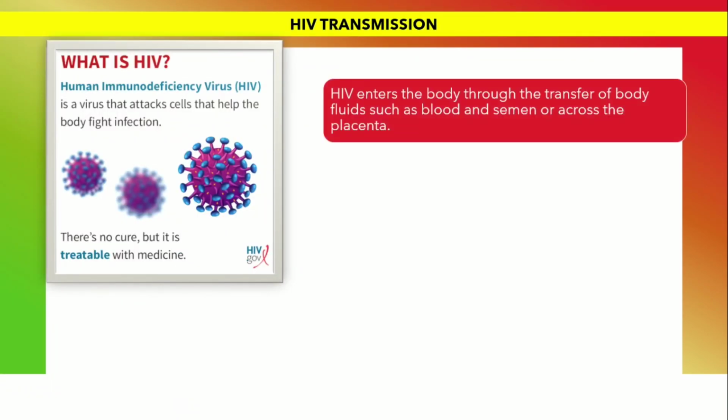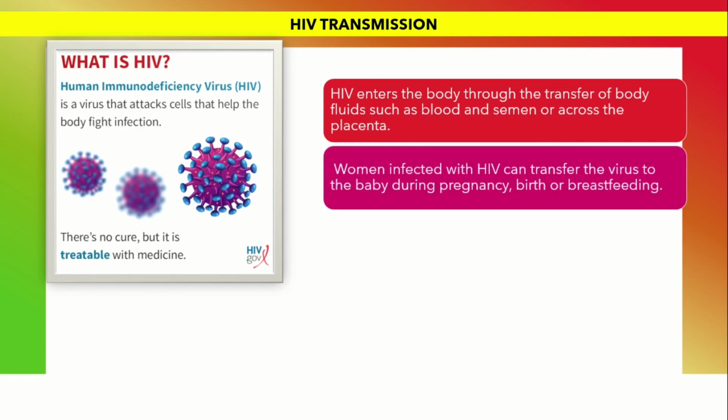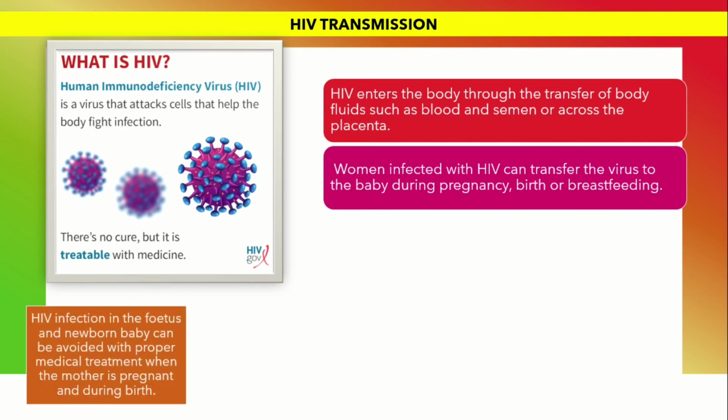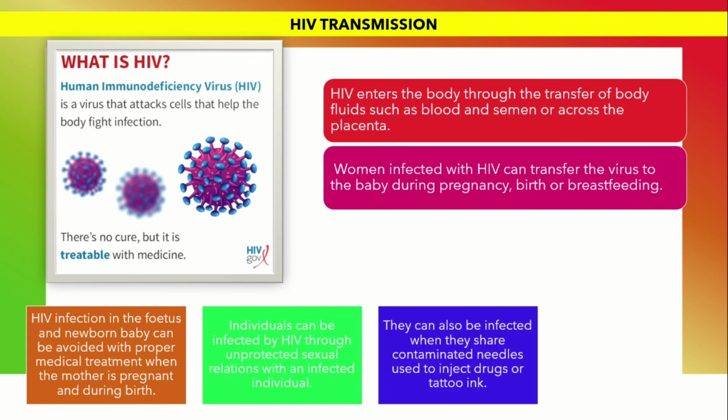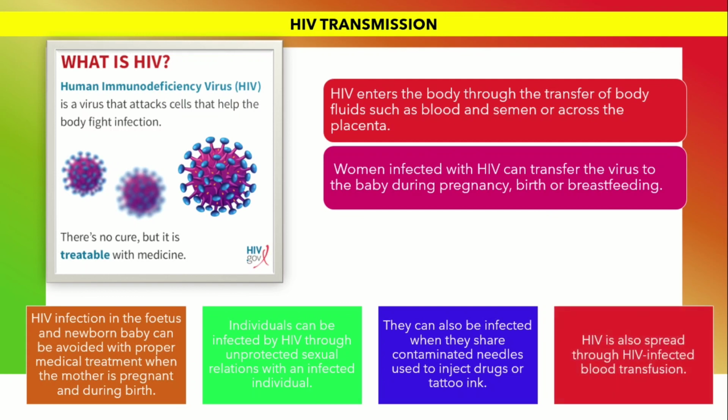HIV transmission can occur through the transfer of body fluids such as blood and semen, or across the placenta. A woman infected with HIV can transfer the virus to the baby during pregnancy, birth, or breastfeeding. HIV infection in the fetus and newborn baby can be avoided with proper medical treatment when the mother is pregnant and during birth. An individual can be infected by HIV through unprotected sexual relations with an infected individual. They also can be infected when they share contaminated needles used to inject drugs or tattoo ink. HIV is also spread through HIV-infected blood transfusion.